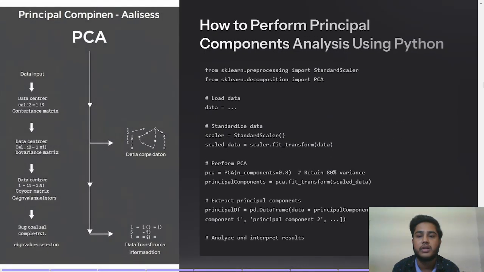Here is a small code sample to perform principal component analysis using Python. You can pause the video and read it for yourself.